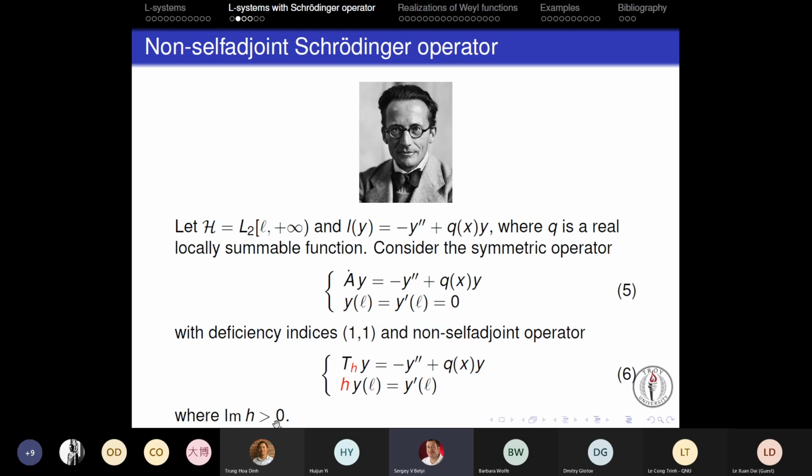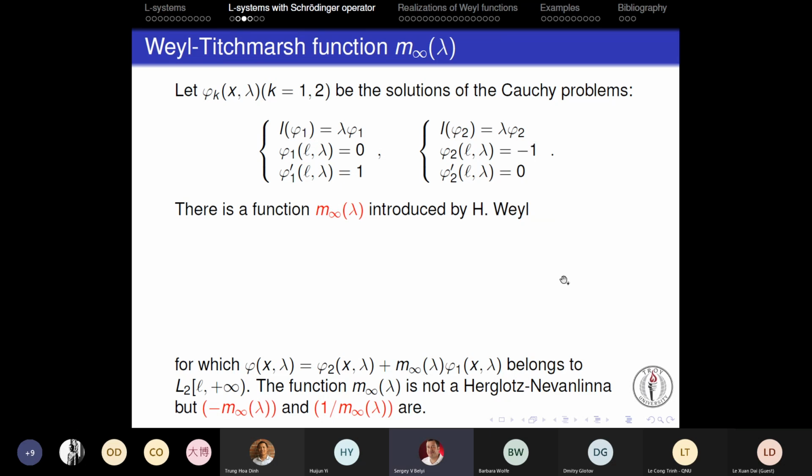H is essentially non-real. So the imaginary part of H should be positive. So TH here plays the role of the main operator in the system we will build. All right. There is another object which is super important in the Sturm-Liouville and Schrodinger theory like that.